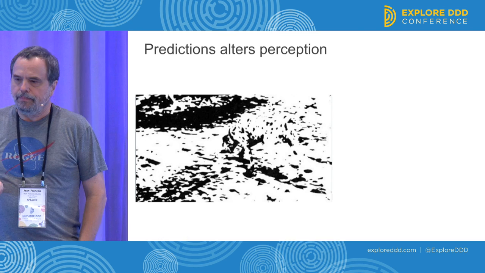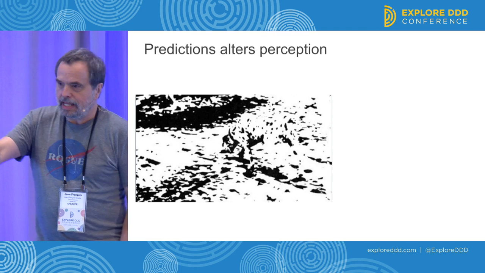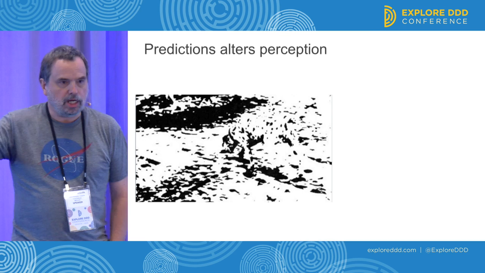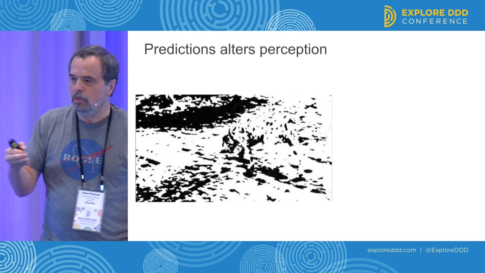That's the idea. Now, predictions alter your perception, right? So look at that image. I'm going to tell you it's a Dalmatian. Look at it again. Do you experience it differently? You do. You can't help yourself. Now you see the dog and nothing else.